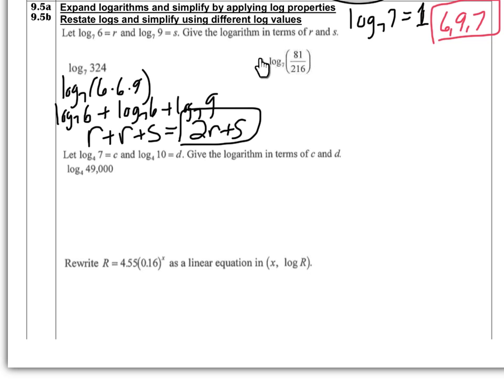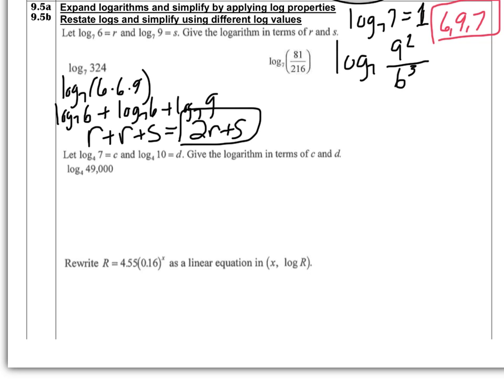Now this one here is the same thing. We need to think about how to restate some of these values using 6s, 9s, or maybe 7s. Now 81 is going to be 9 squared. So let's just write log base 7, and I'm going to put 9 squared. Now 216, you may not know off the top of your head, but it's actually going to be 6 cubed. So I'm going to write 6 cubed.